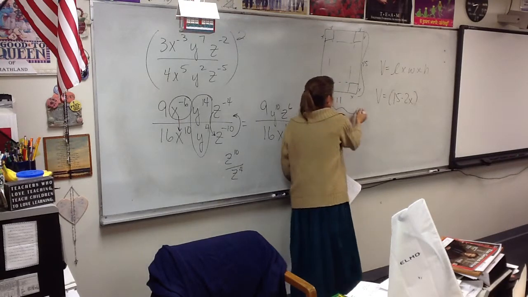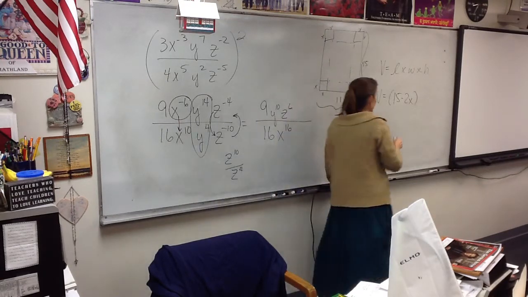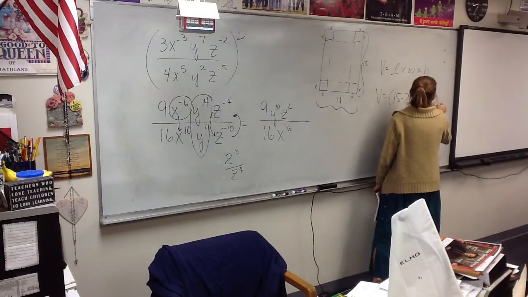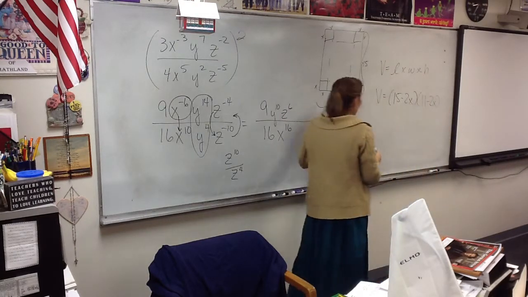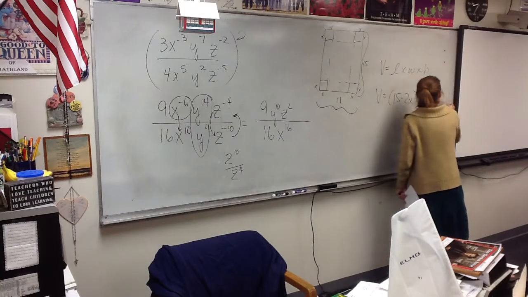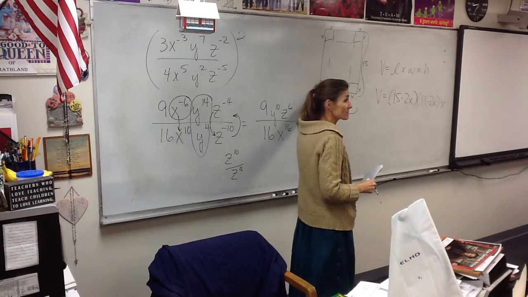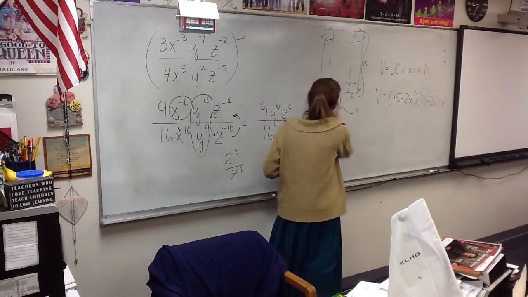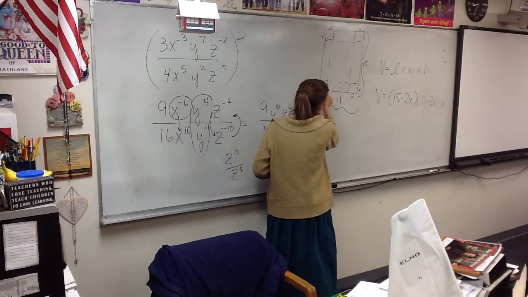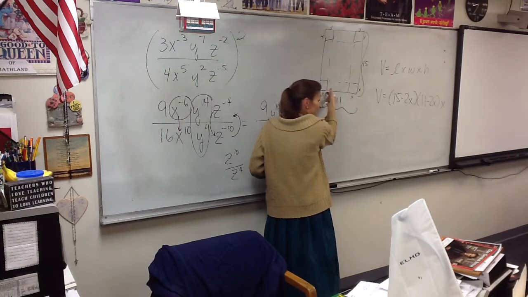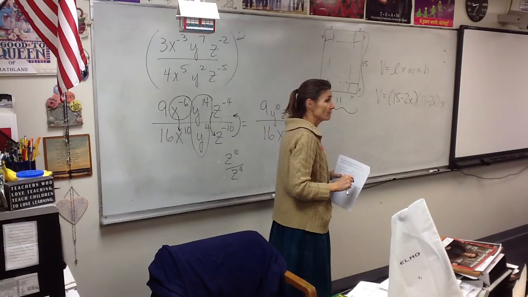What's the width? 11 minus 2x. And the height is x. Because, think about folding out. Remember, you all made a box. When you fold this flap up, this is how tall that's going to be. It's going to be x tall when you fold it up.